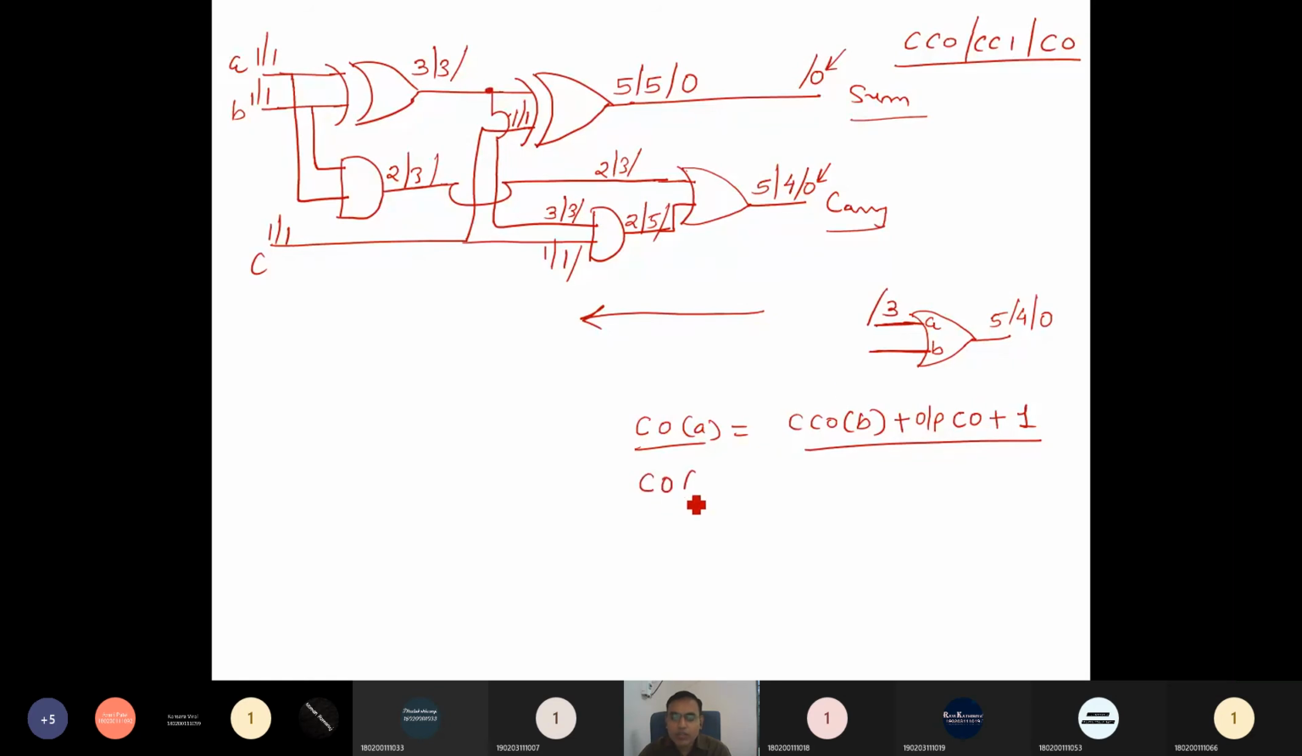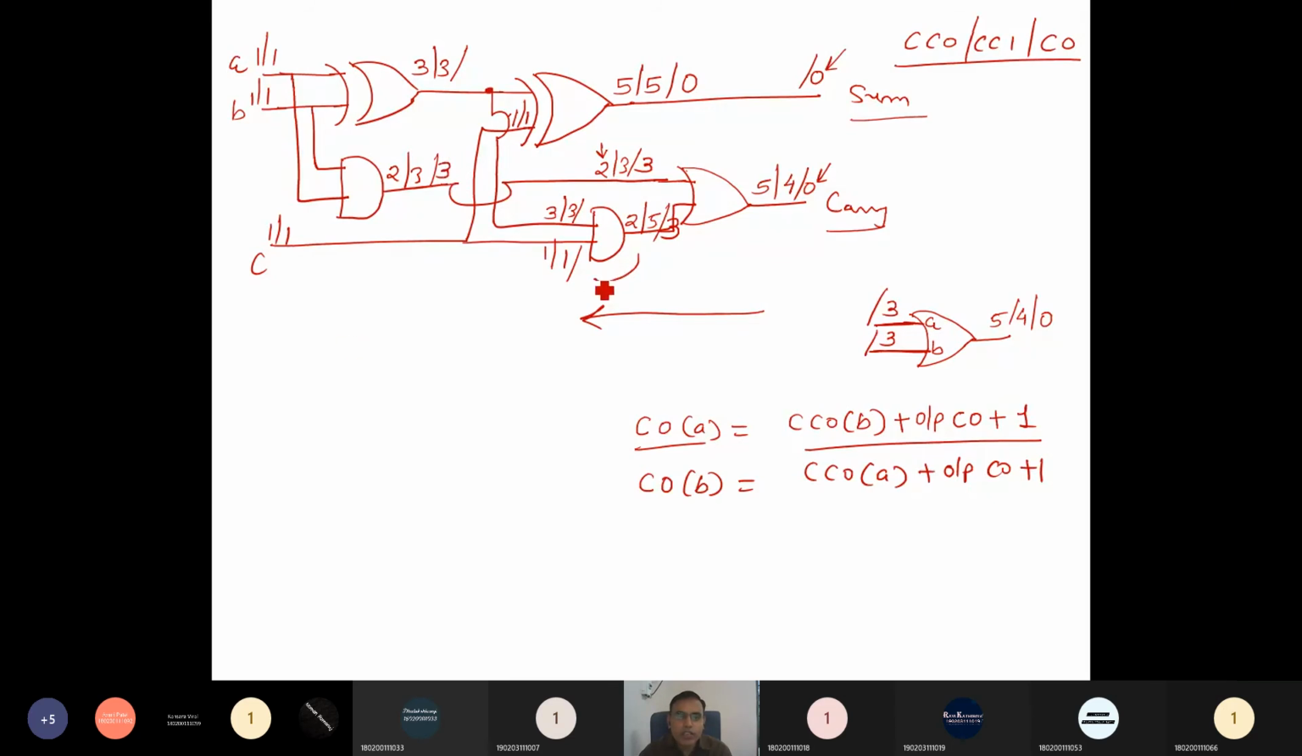Now to calculate the observability of line B, it is CC0 of A plus output observability plus 1. CC0 of A is 2, right? This is also 2. So 2 plus 0 plus 1. So the other line's observability is also 3. So here it is equal to 3 and this is also equal to 3. Is it clear how to calculate? Okay. So this line is equal to the output, so this is equal to 3.